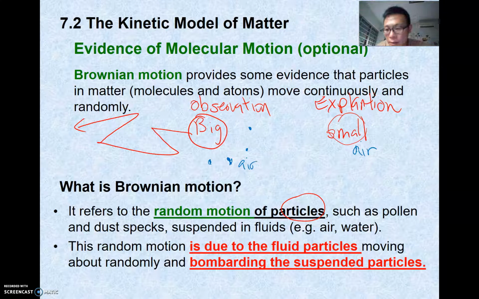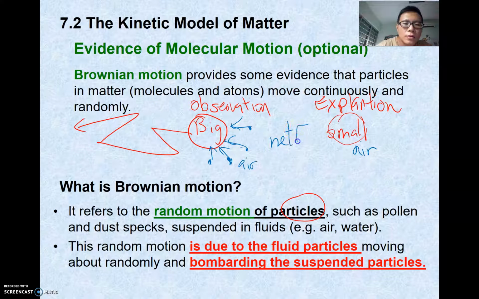So what actually happens is that the small size particles are colliding with the big size particle. And this random bombardment will give rise to a net force being exerted on the big particle. For example, I have a big particle. Then it's being bombarded in all directions, and the net force will cause this particle to move in a certain direction, random.